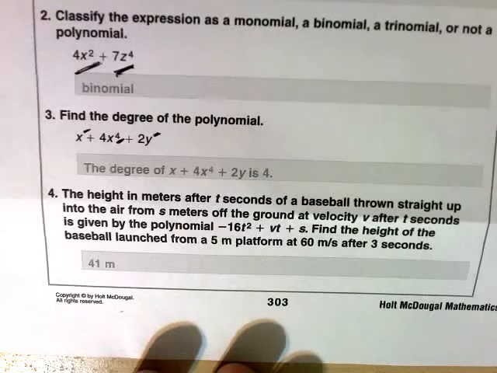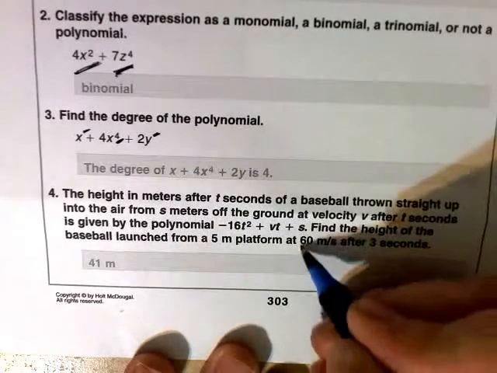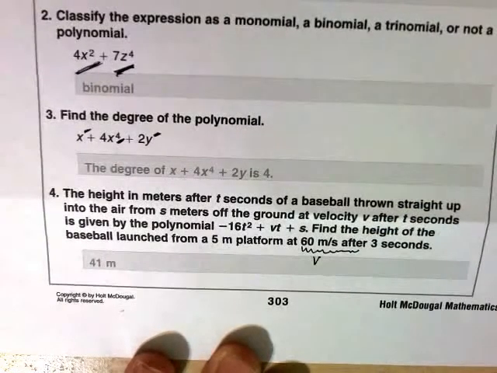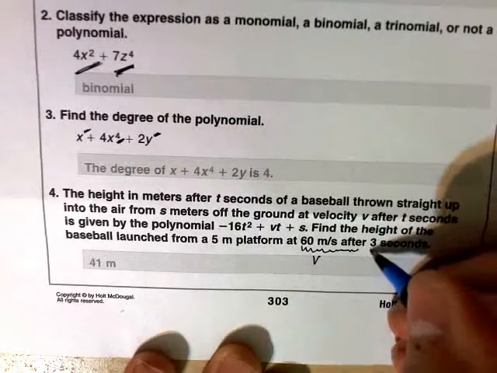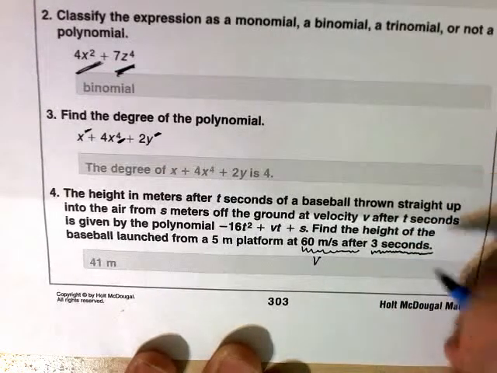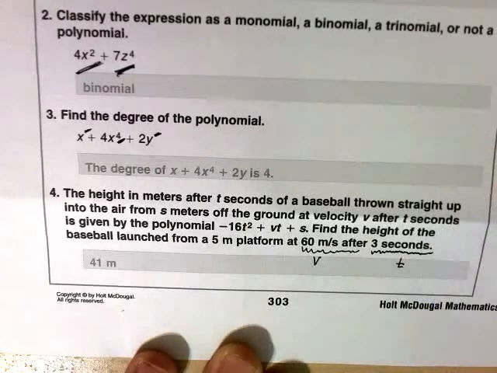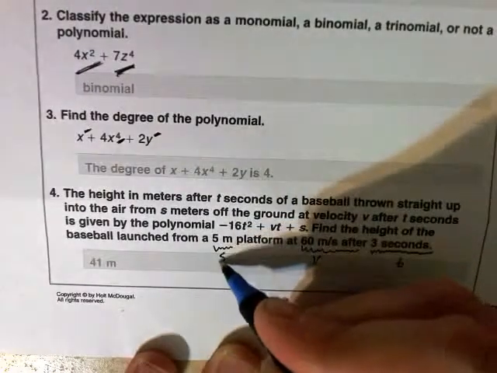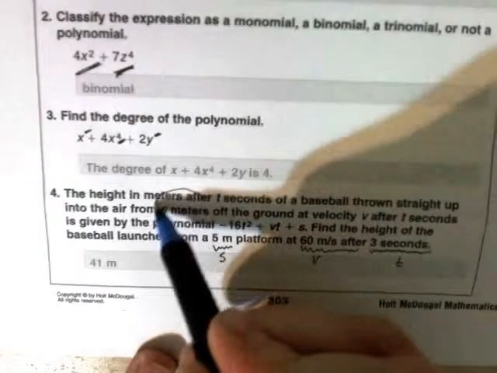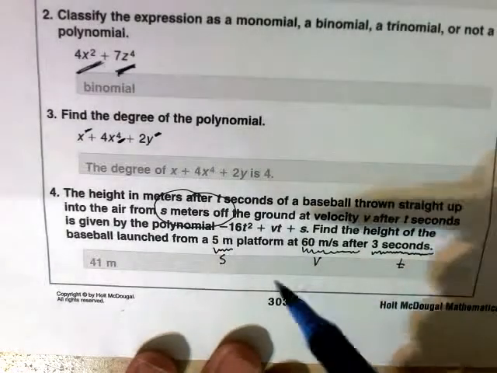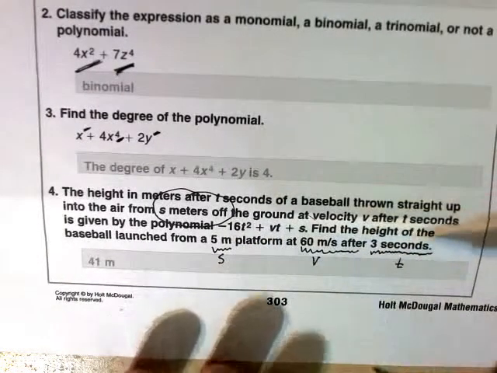Okay, so we've got a few different numbers here that they want us to plug in. 60 meters per second, that's your velocity. So wherever I see v, I'm going to change that into 60. 3 seconds is my time, so wherever I see t, I'm going to change that into 3. And then the 5 meters, that's s. That's how high we are off the ground when we start, which is what they've described right here. So we're going to take that equation right here, plug in the numbers, and solve.